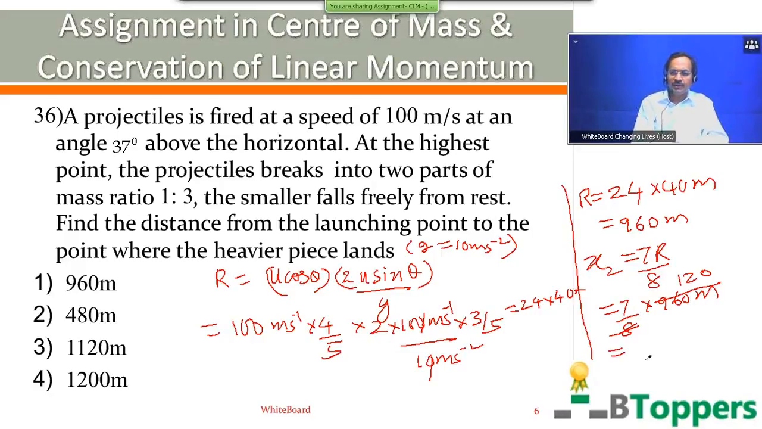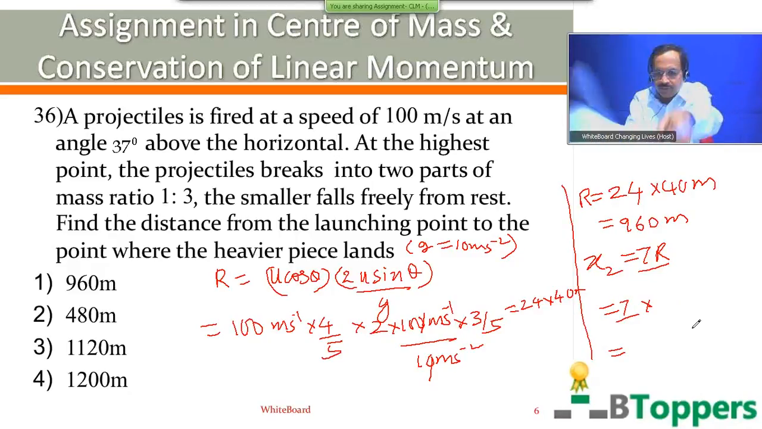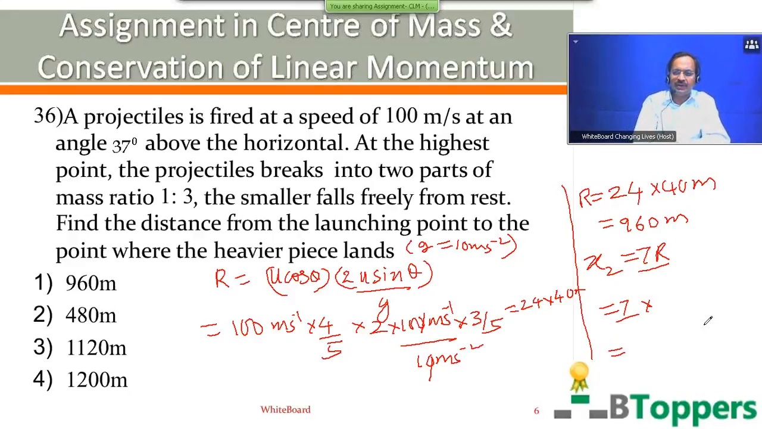So we can simplify this. You check up the calculation. You are supposed to get x2 as 7R by 6, not 7R by 8. Please correct it. Please check the simplification you have done earlier. Here R is 960 meters. You simplify this, you get 1120 meters. So that third option is the answer.